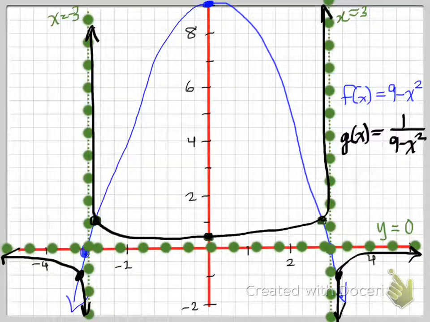Okay, we're back. So we're going to now discuss the general topics about reciprocal linear and reciprocal quadratic functions. So the key ideas, what are they?